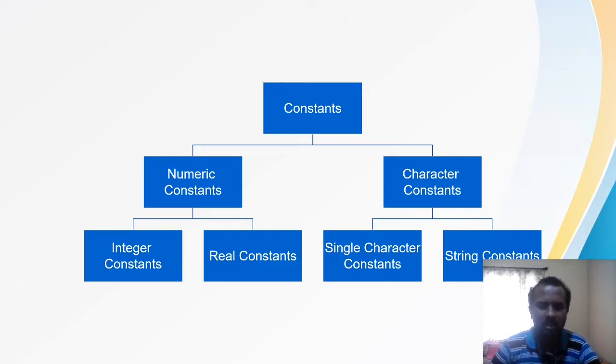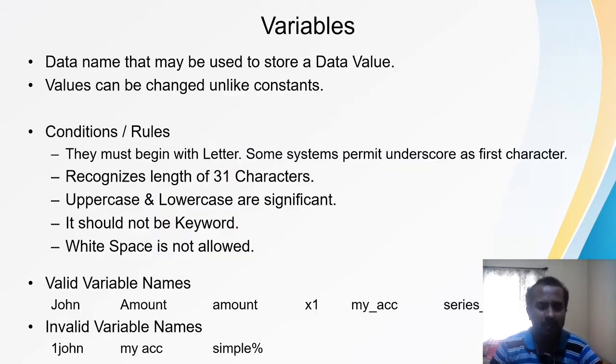Integer constants are whole numbers, and real constants contain a decimal value or decimal point numbers. Single character constants are enclosed in single quotation marks, and string constants are enclosed in double quotation marks. Okay. Variables. What are variables?